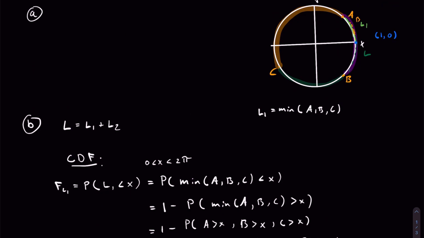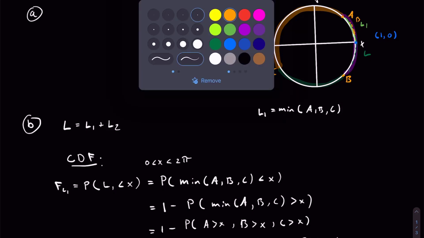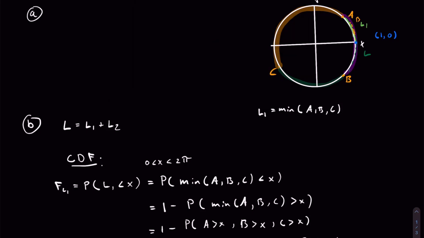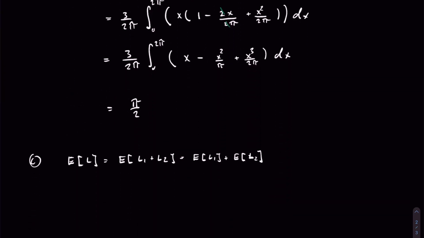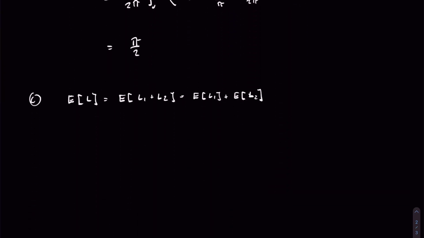So let's just be clear about that. Let's use another color here. So if this is L1 up here, L2 is just the remainder of this term. So this ends up being L2, and with the same reasoning, this part has the same expectation as L1. So we end up having pi divided by 2, pi divided by 2, and this whole thing ends up being pi.